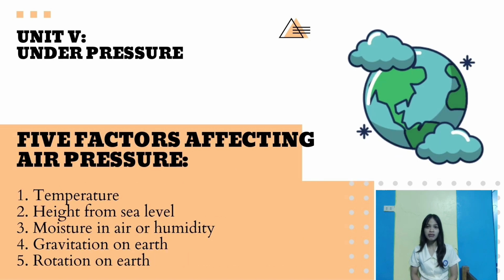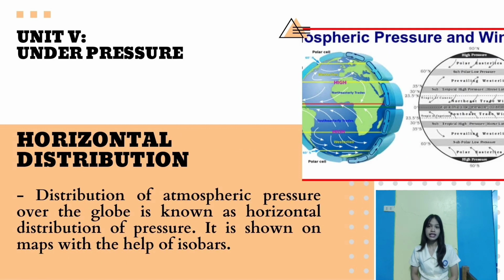So there are 5 factors affecting air pressure. First, temperature. Second, height from sea level. Third, moisture in air or humidity. Fourth, gravitation on Earth. And lastly, the rotation of Earth. As air is present on the Earth, it may be distributed in 2 ways, namely horizontally and vertically. Horizontal distribution. The distribution of atmospheric pressure over the globe is known as horizontal distribution of pressure.